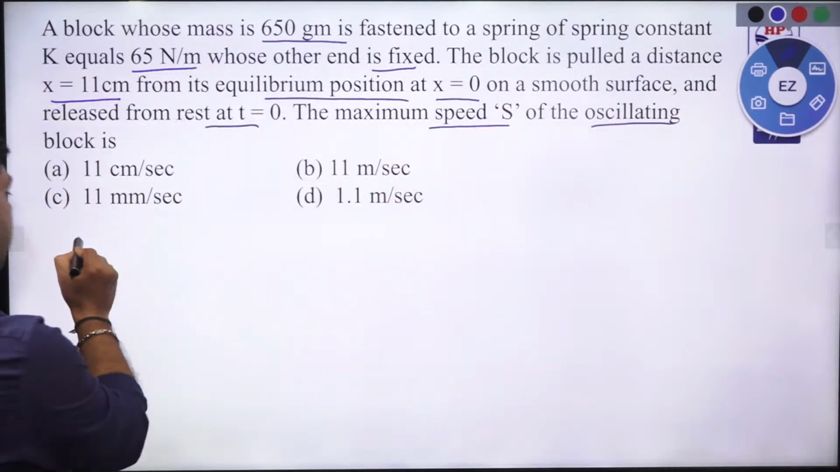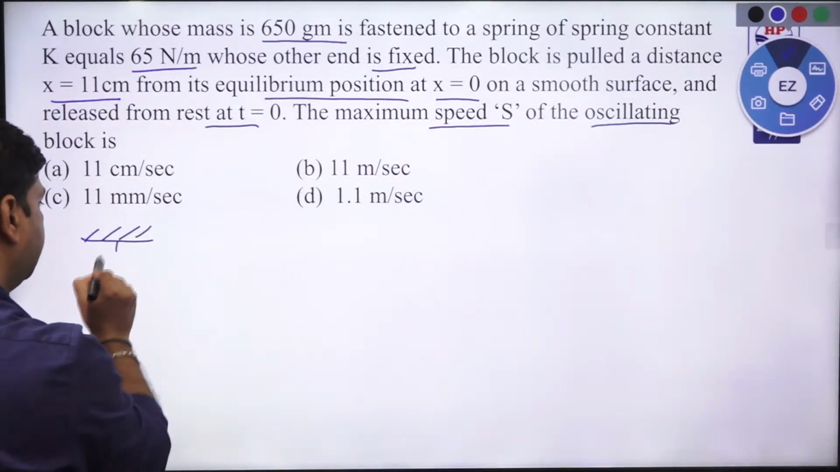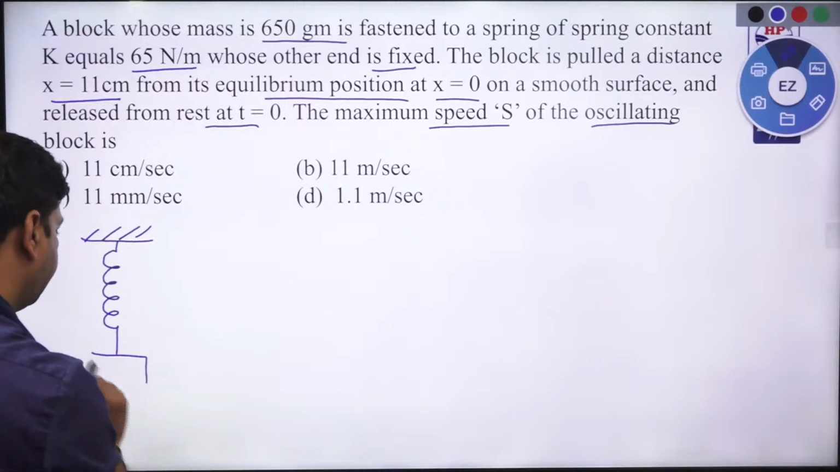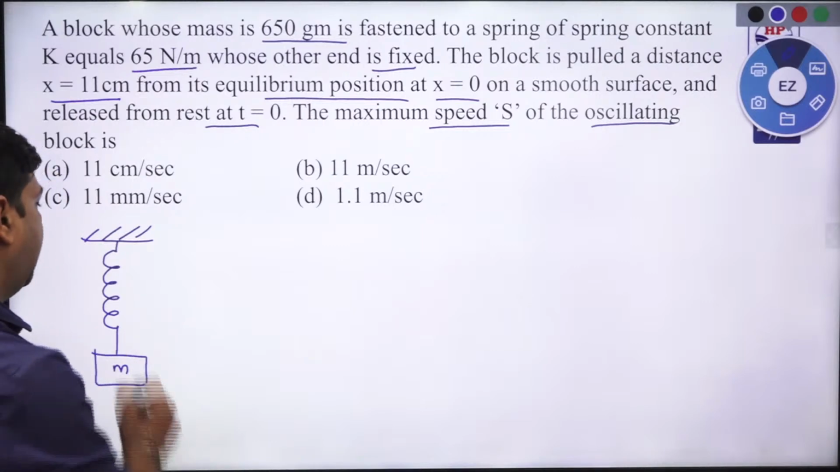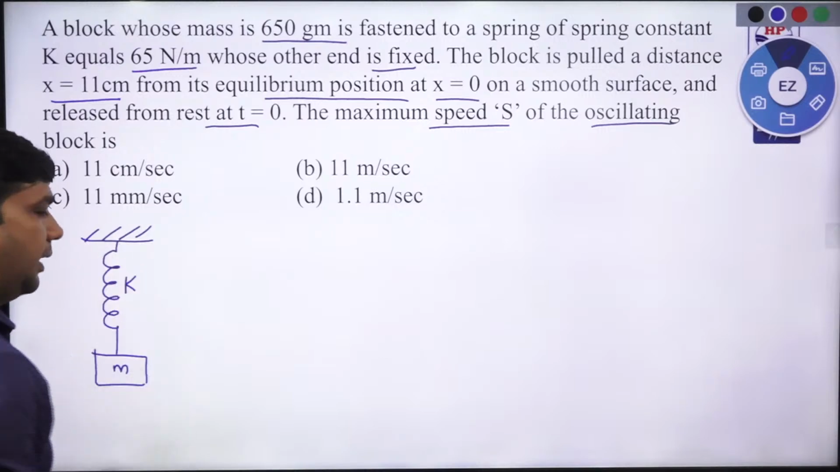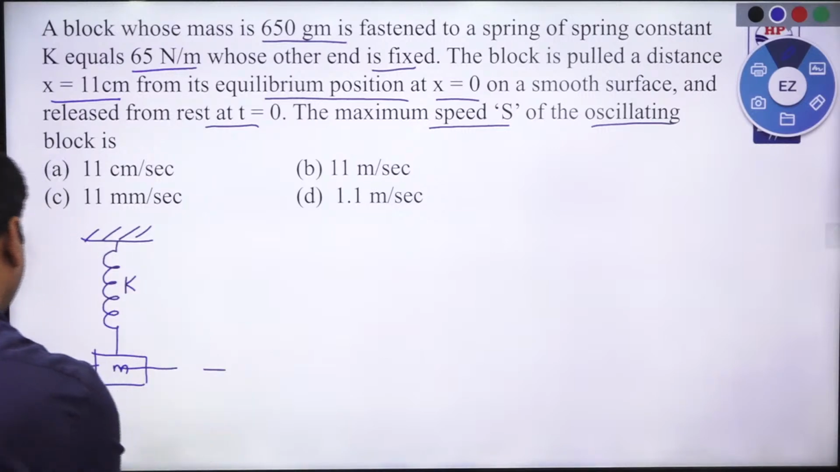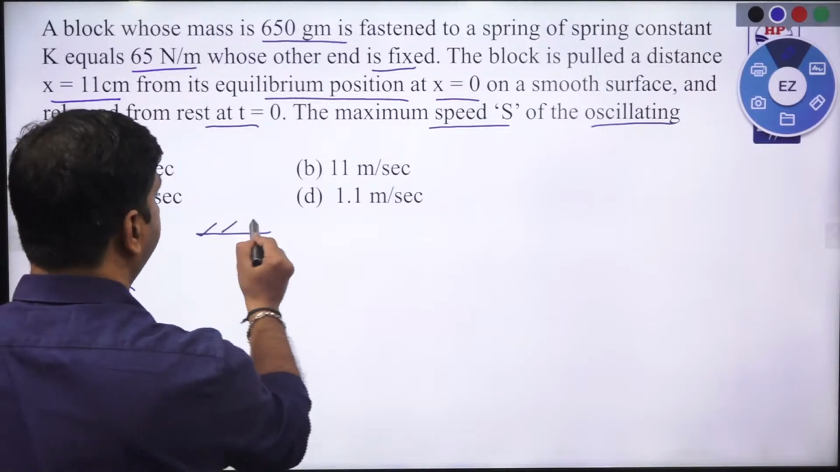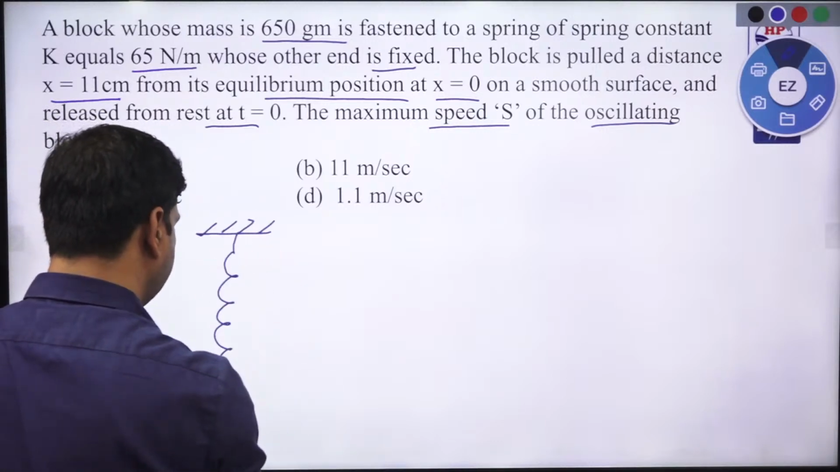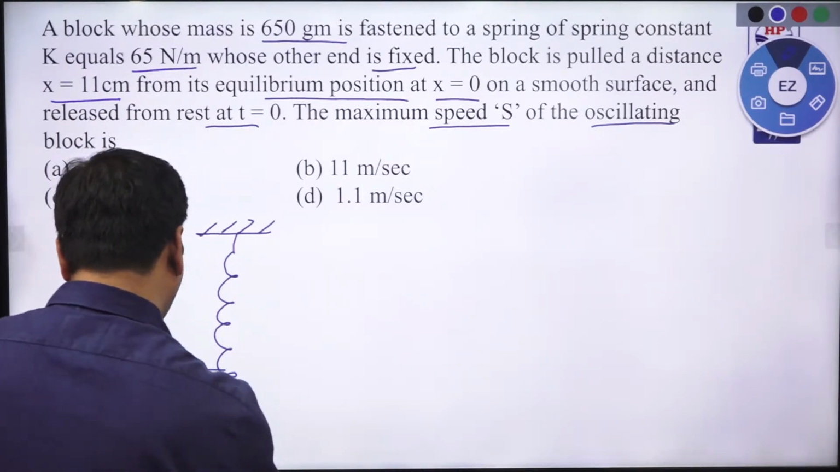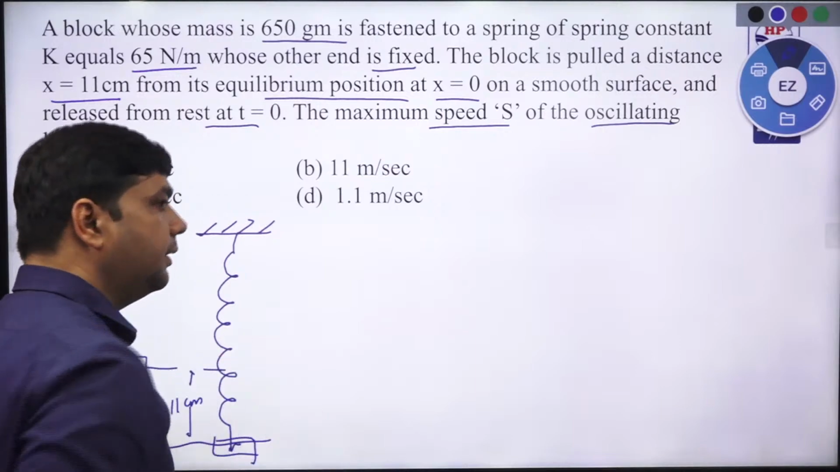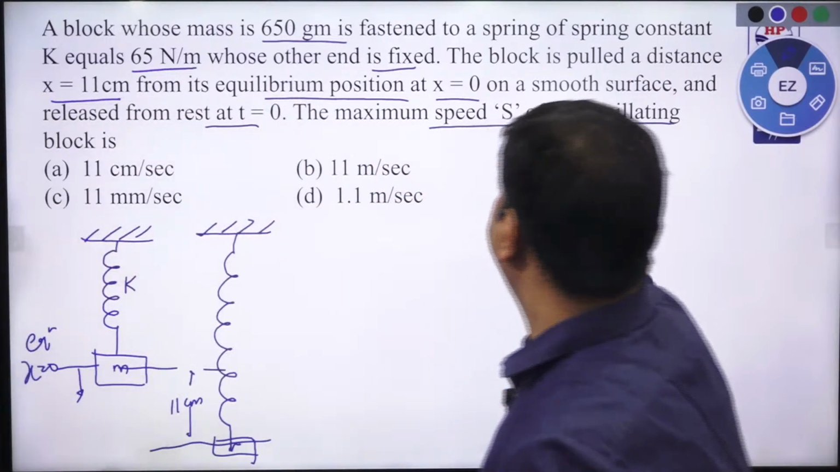So let us assume this is a block tied to a spring like this, having a mass of 650 gram and spring constant k. It is at the equilibrium position at x equals 0, this is the equilibrium position. If I pull it like this, the spring is stretched like this, and this is the value of 11 centimeter. So what is the maximum speed of the oscillation?